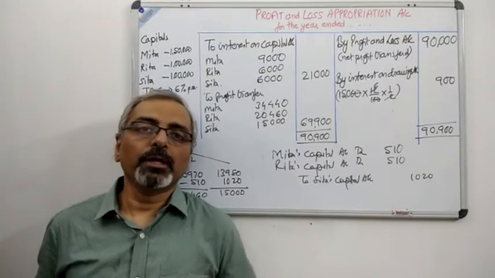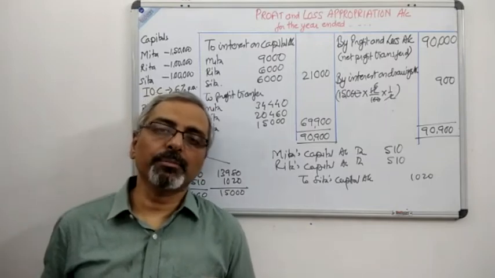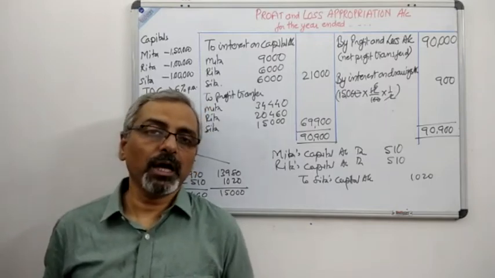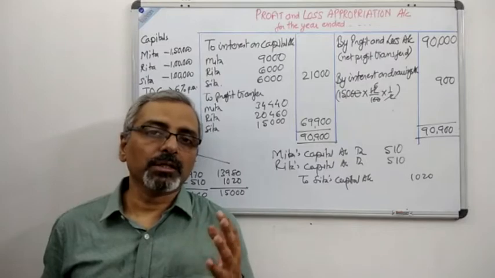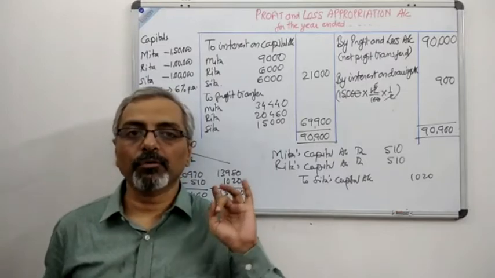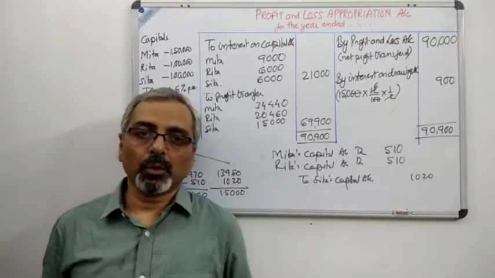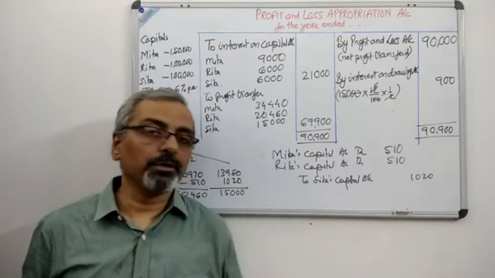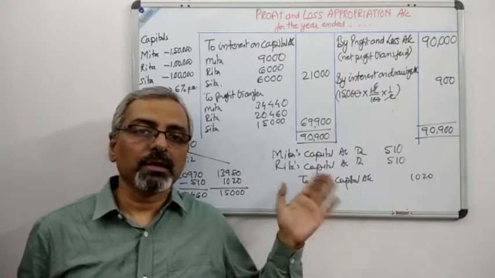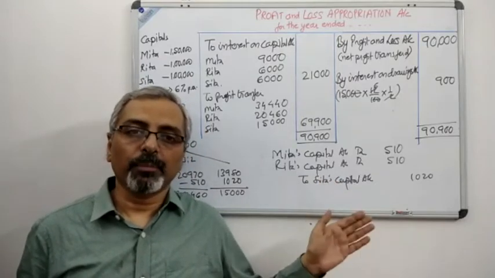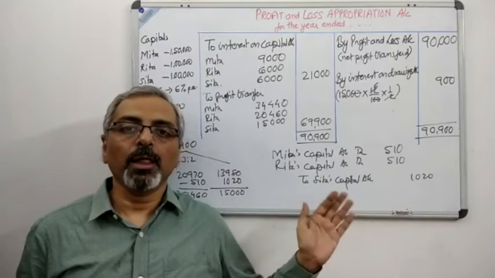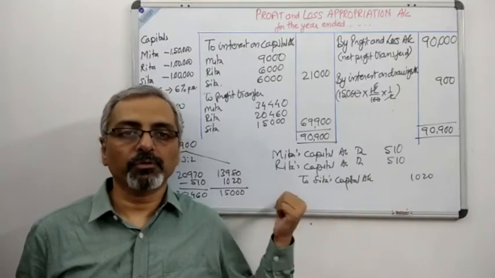So I hope you understood the calculation. This sum is a bit different from the previous sum which we had done. In the previous sum we had just done the journal entries. Here we have done the profit and loss appropriation account, and also we have done the final journal entry where two partners have given to the third partner who was not getting the actual amount which was promised, 15,000.